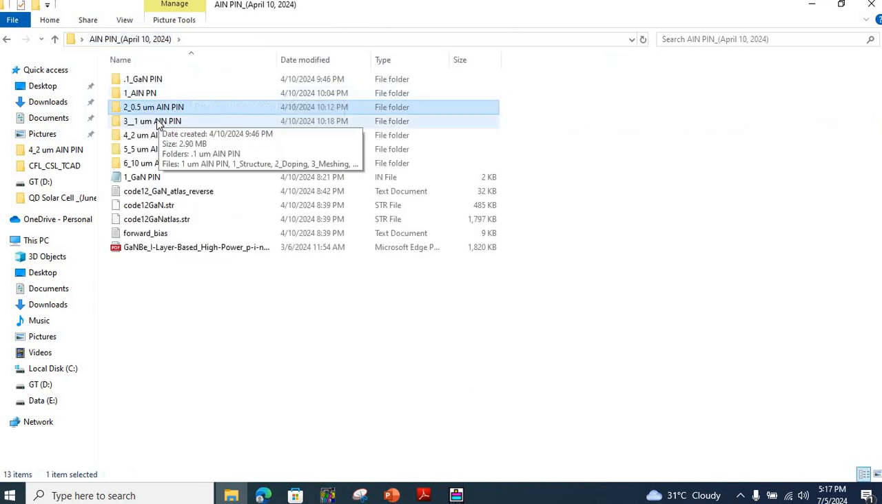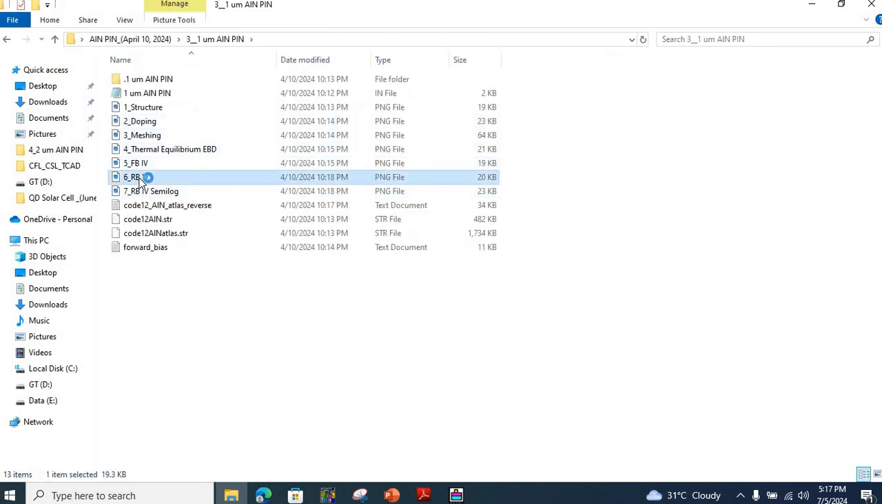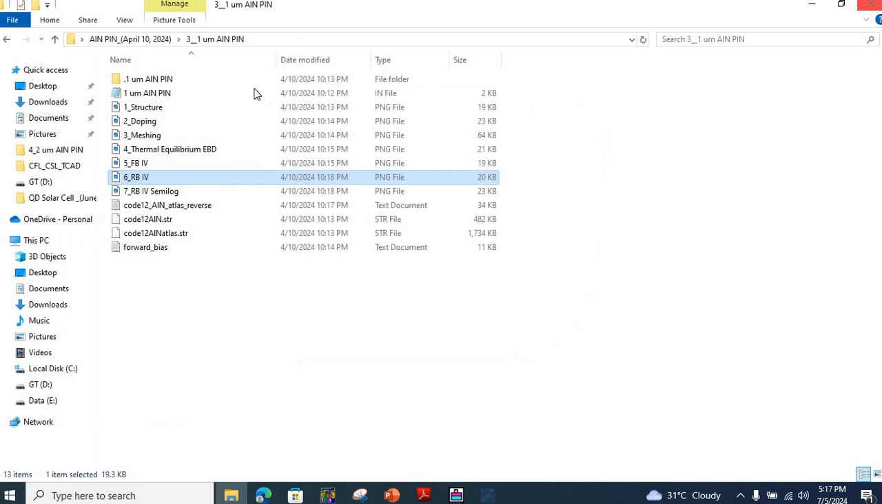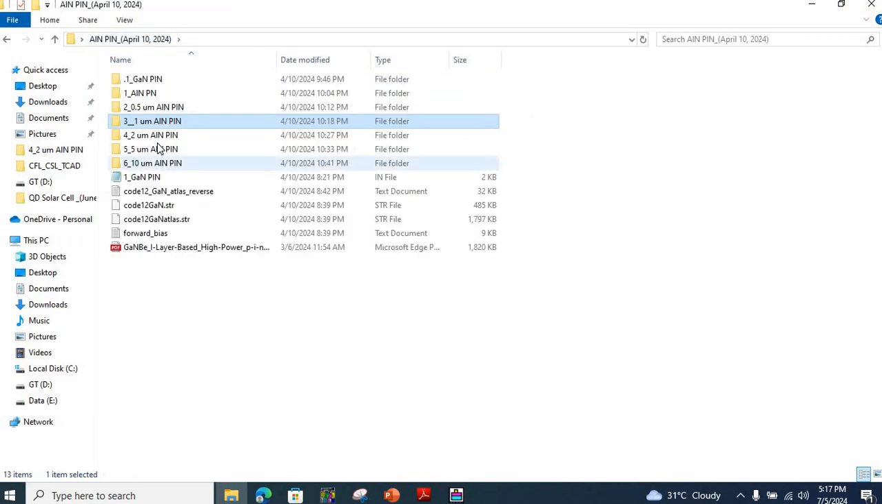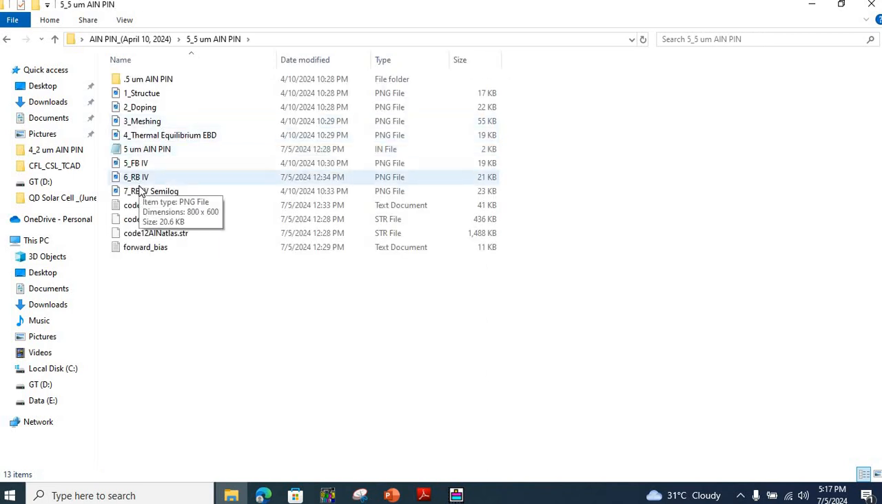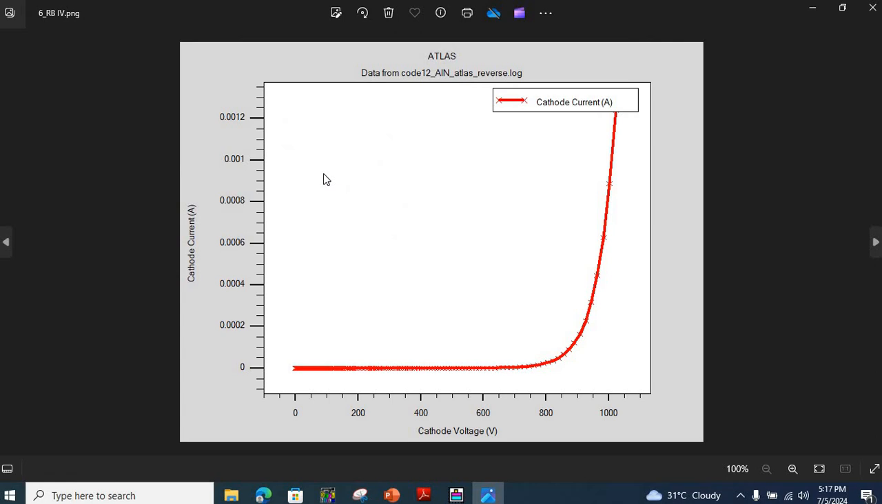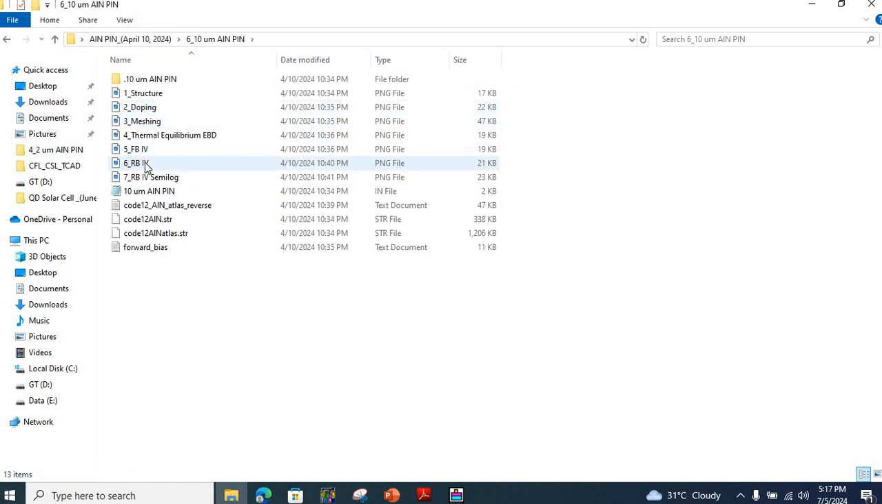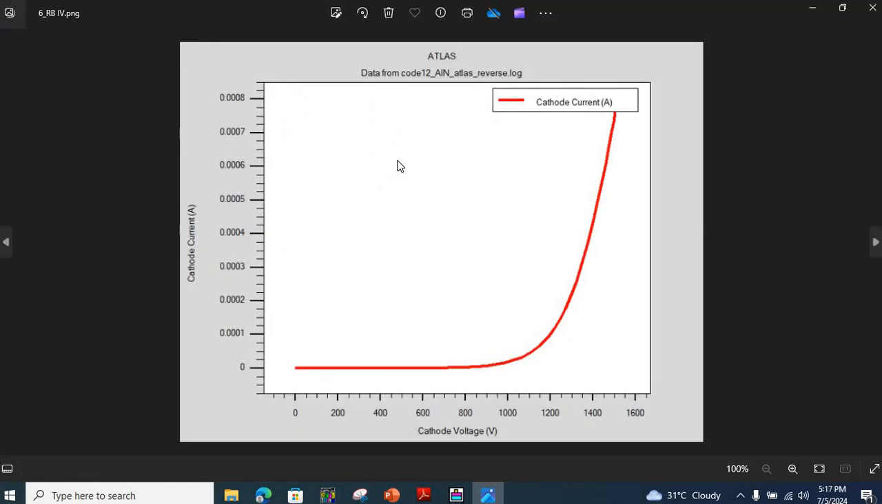Now for 1 micrometer, the breakdown voltage is approximately 245 volts, I would say. For 2 micrometer, we already saw it's 470 volts. For 5 micrometer, this breakdown voltage is approximately 1000 volts. And for 10 micrometers, the reverse breakdown voltage is approximately 1500 volts.